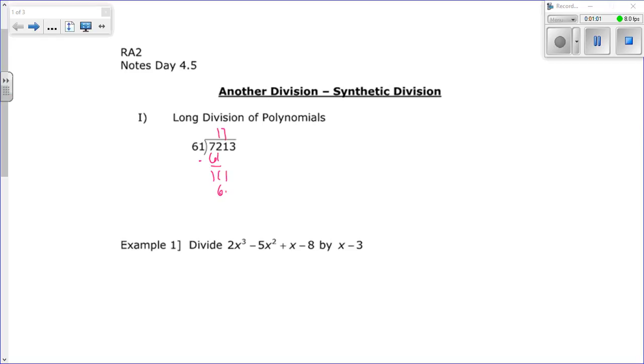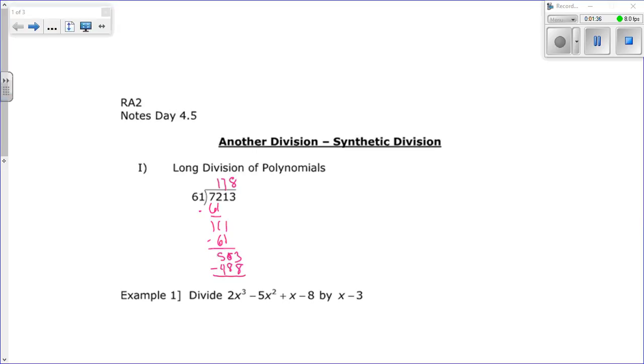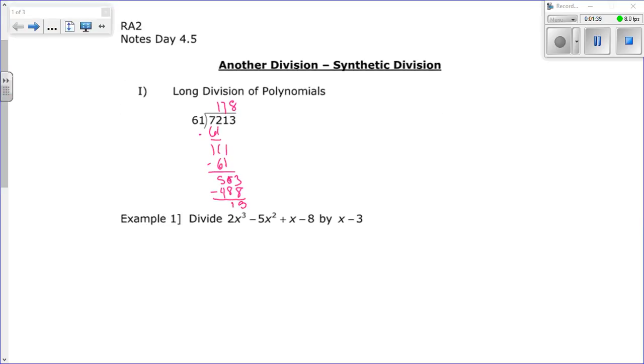So this is 61 when I multiply. And then I have to subtract. And when I subtract, I will get 50. And then bring down my 3. And 61 goes into 503 8 times. So 8 times 1 is 8. And then 8 times 6 is 48. And then when I subtract, I'll end up with 15. So I have 118 with the remainder of 15.